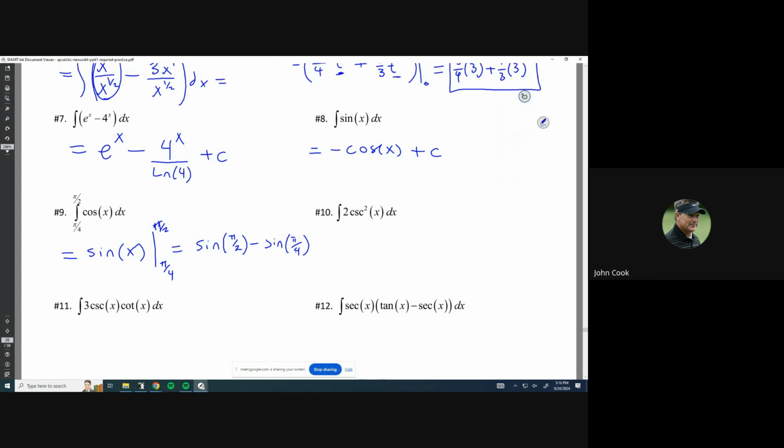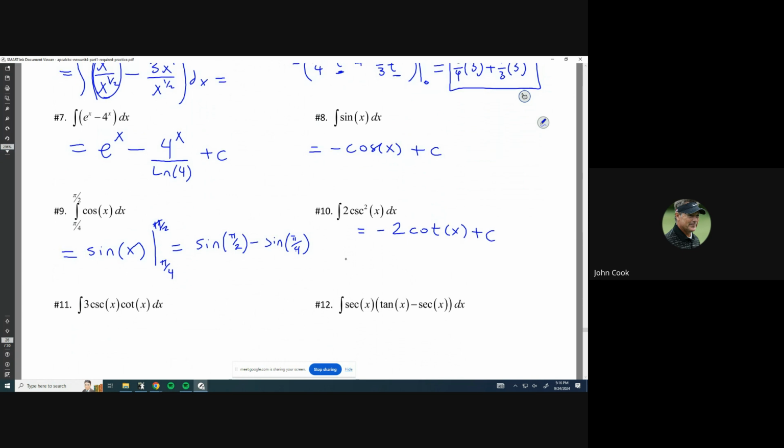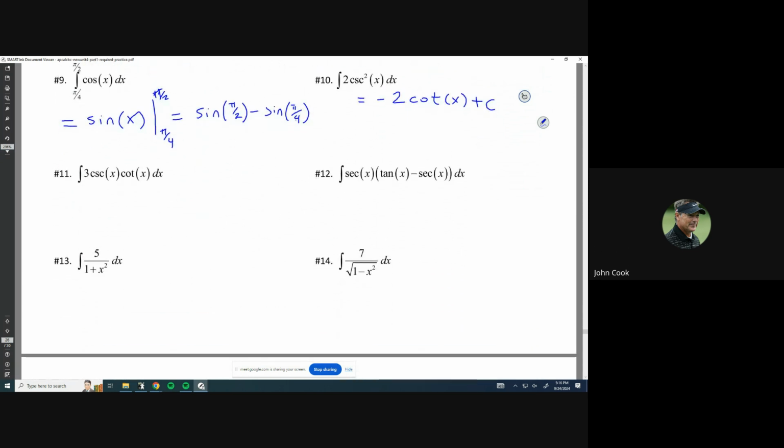Cosecant squared, if you look on the little shortcuts list, that's going to be negative cotangent. So this becomes -2 cotangent of x, and then plus c. Cosecant cotangent, that's another one to memorize. That becomes negative cosecant. So this is equal to -3 cosecant of x plus c.